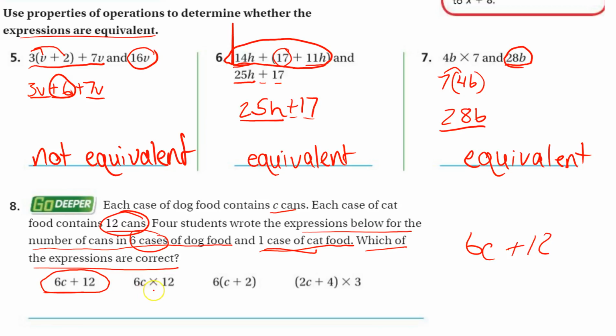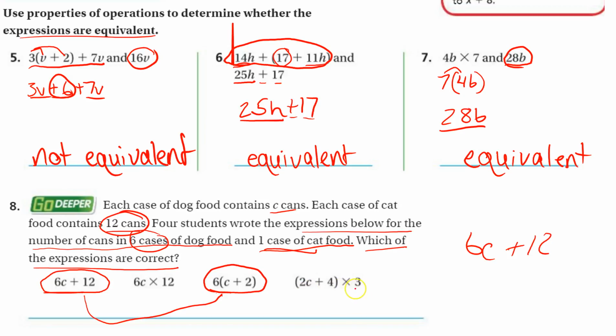Now this is 6C times 12, so that's different. This one, if I do the distributive property, 6 times C is 6C, plus 6 times 2 is 12. So this is also a correct expression. So remember, we talked about earlier in the chapter, there's room for some variability as long as you end up with the same answer, the same value. So these two expressions have the same value. They're equivalent expressions. So both of these students would be correct.